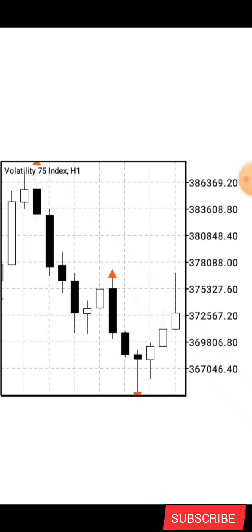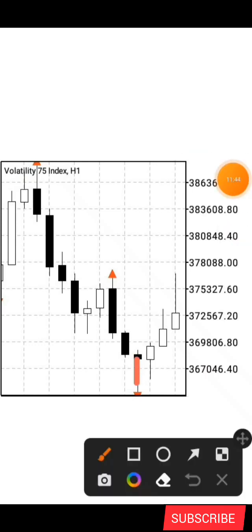What I want you to know is just know the sign, how it forms, the pattern, okay? So if you see something like this at the end of a downtrend, it means the market is about to reverse. It's about to change direction.